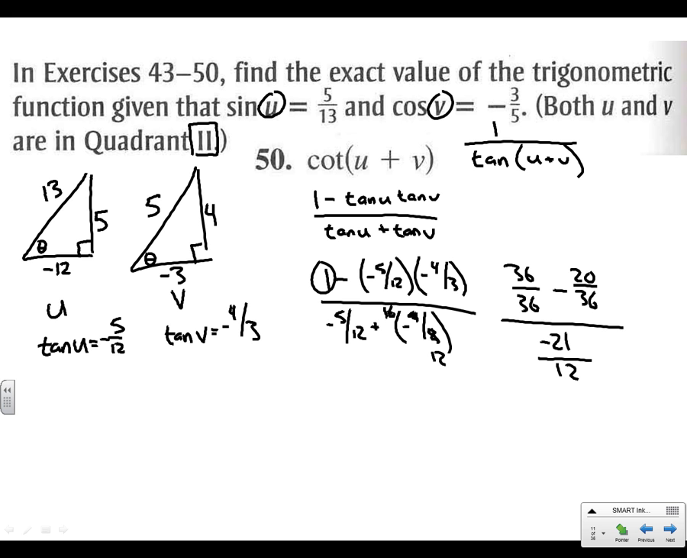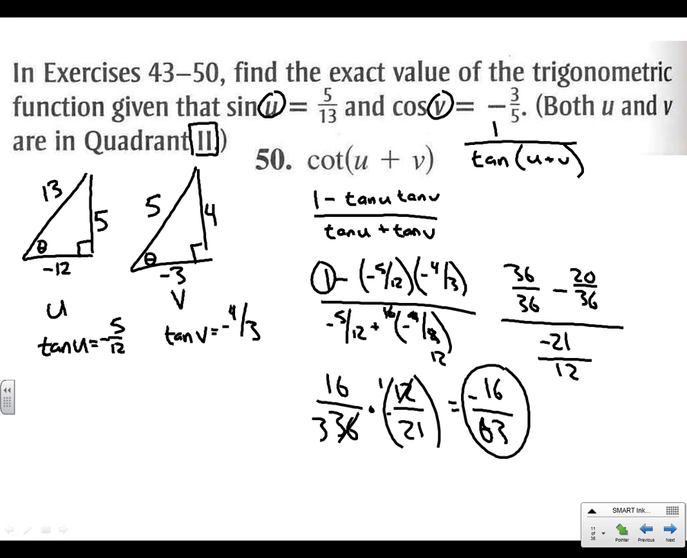Clean up the numerator. We've got 16/36. Instead of dividing a fraction, we can multiply by the reciprocal, 12 over negative 21. That'll cancel to 1 and 3. So we'll have negative 16 over 3 times 21 is 63, which will be your final answer.